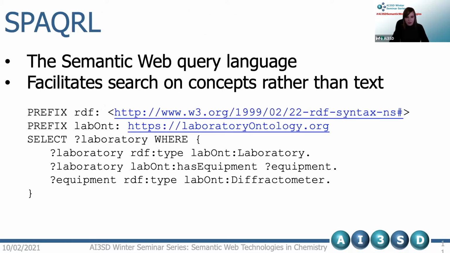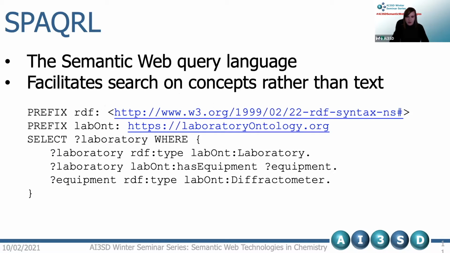So now we have a data format and a way of defining the terms of our data. We need to be able to search it. SPARQL is a semantic web query language. It's based on SQL and has a similar structure of selecting, inserting, and deleting, except in a graph form rather than a tabular database form.